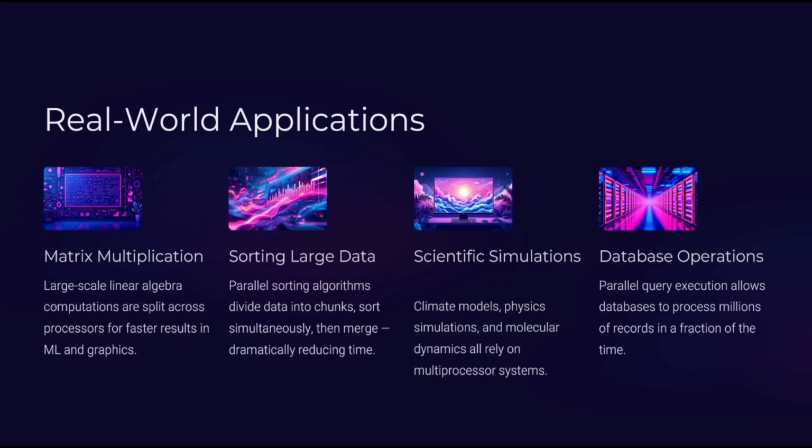Multiprocessor benchmarks are commonly used for tasks like matrix multiplication, sorting large data, scientific simulation, and database operations. These tasks can be divided into smaller parts and executed in parallel, making them suitable for multiprocessor systems.